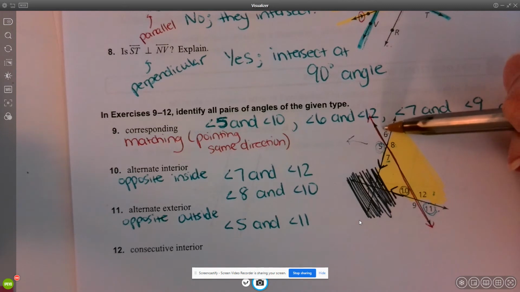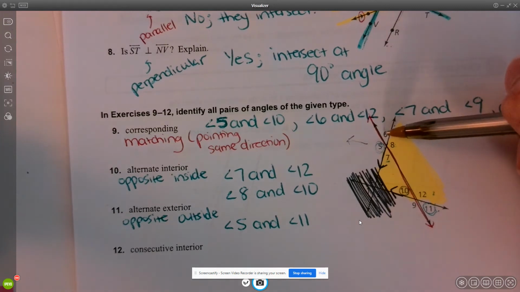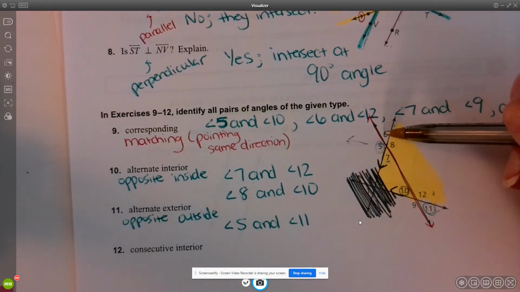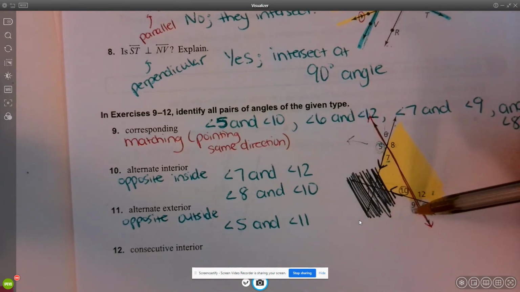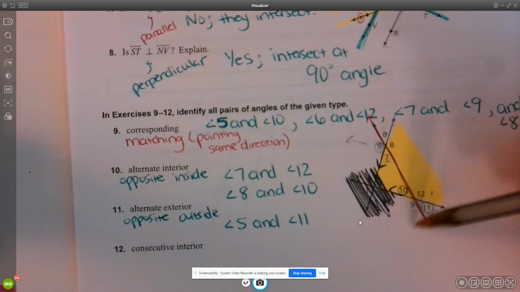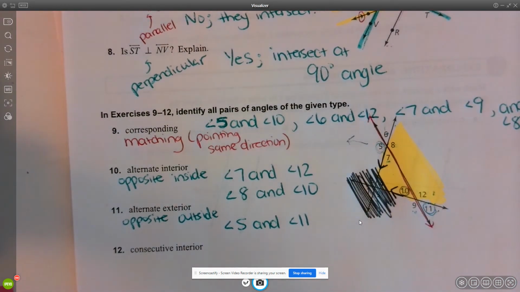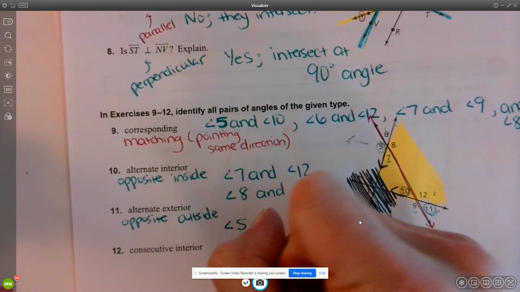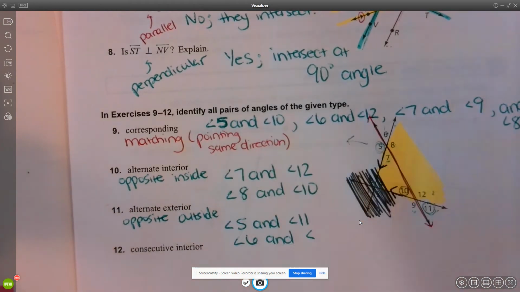Angle 6 is also an exterior angle. Its alternate exterior angle pair it makes is with angle 9. Angle 9 is on the opposite side of the transversal, outside the two lines. So angle 6 and angle 9.